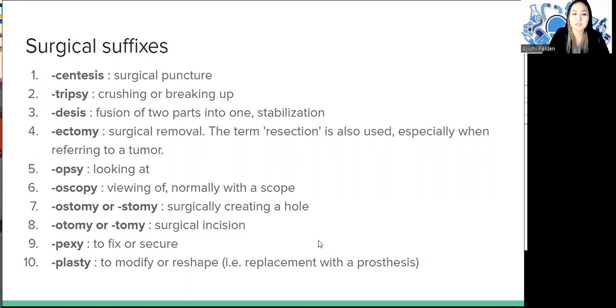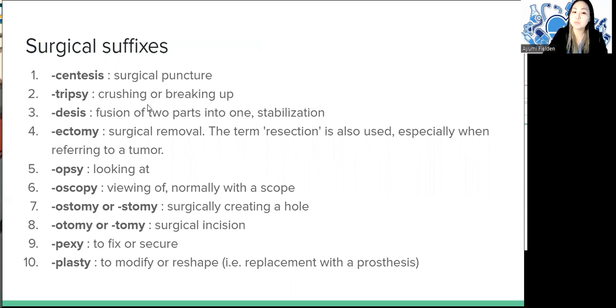So let's look at some of those words. Centesis means surgical puncture. So pericardiocentesis, put a little puncture into that little space and draw up the fluid from the heart, right? For something like a cardiac tamponade. Tripsy, crushing or breaking up. Desis, fusion of two parts into one to stabilize.